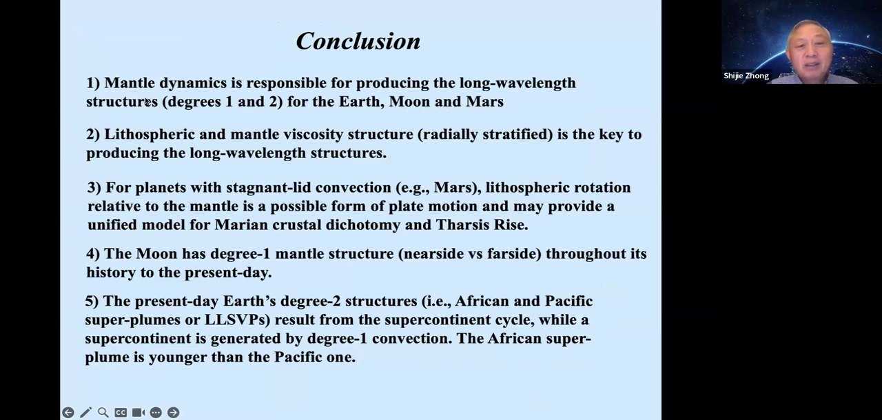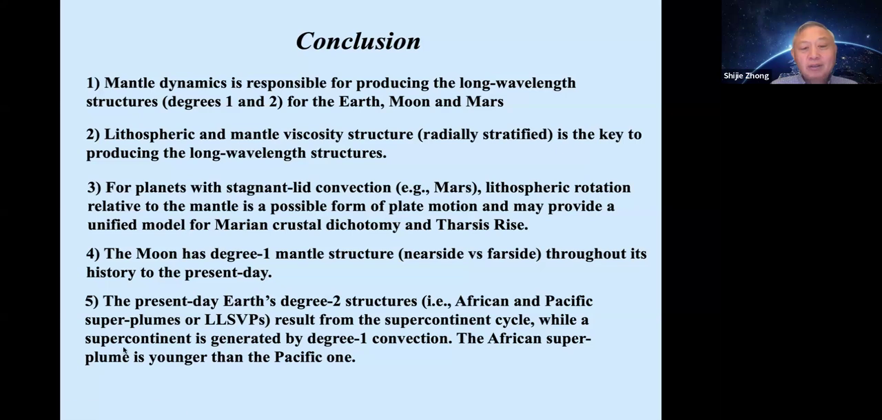Basically, I argue that mantle dynamics is responsible for producing long-wavelength structures, degree 2 and degree 1 features, for the Earth, Moon, and Mars, and that the lithospheric and mantle viscosity structure, radially stratified, is really the key to this. For a planet with stagnant-lid convection, that is Mars and other planets, you can still have lithospheric motion, but the only possible mode is a lithospheric rotation relative to the mantle. That can happen with the right conditions, such as lithospheric thickness variations, as I showed. We suggest that may provide a unified model for the Martian crustal dichotomy and surface rise.